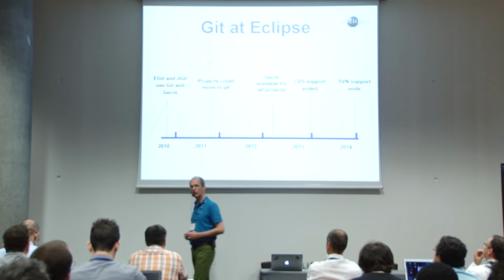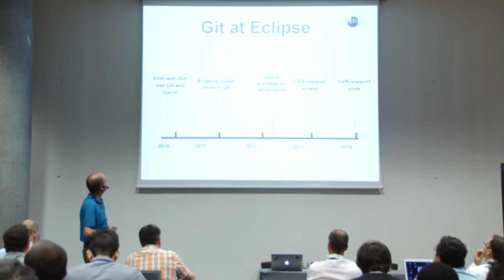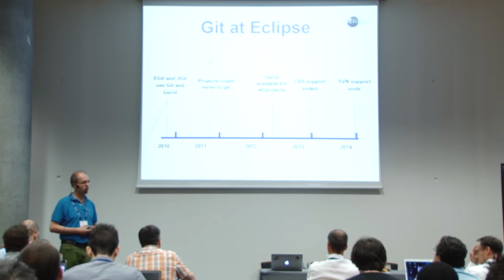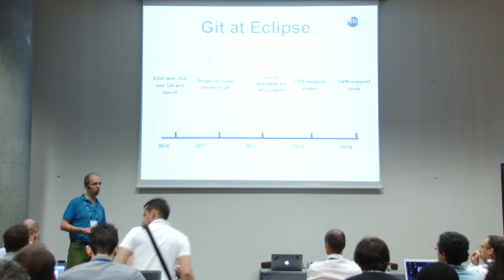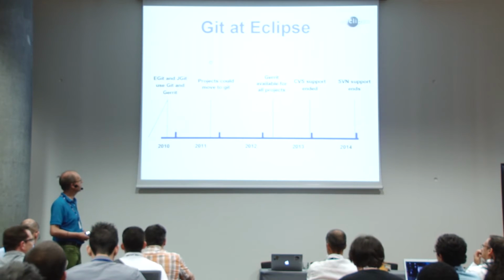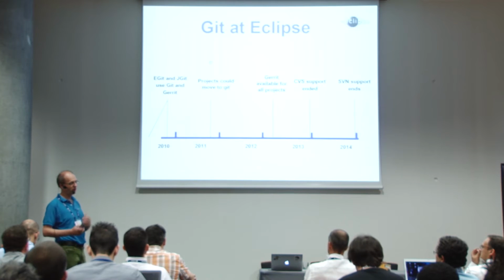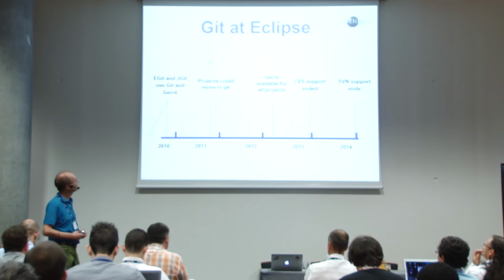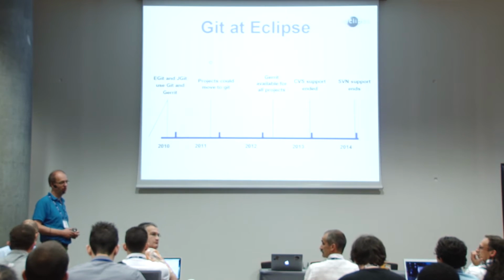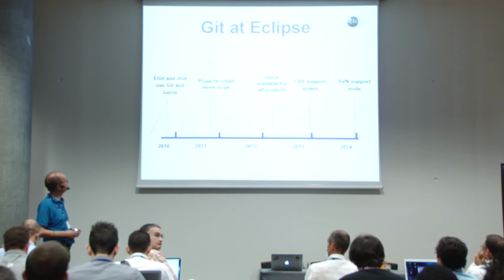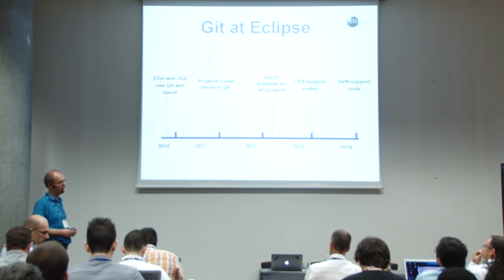Now let's have a look at Git usage at Eclipse. So the JGit and EGit projects moved to Eclipse in 2009, and of course they were already using Git. So they were the first projects to use Git at Eclipse. So we got an exception that we don't have to move to CVS. In 2010 we started to also introduce Gerrit. So we were also the front runners for Gerrit at Eclipse.